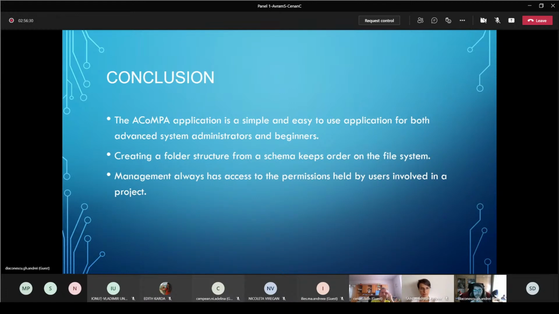In conclusion, Acompa solves problems like most users needing advanced knowledge about Active Directory to use Active Directory Administrative Center or other applications, but Acompa is easy to use. That is one of them, and the second one is that you can create folder structure more easily.